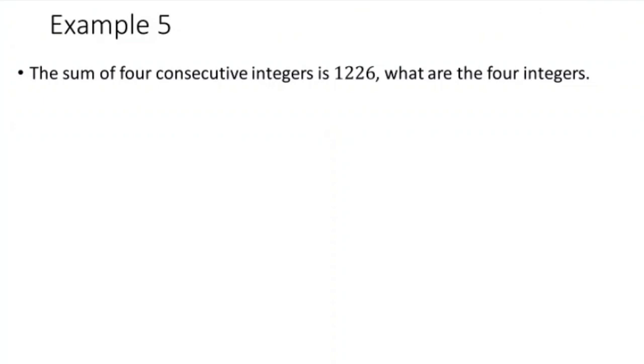For this example, we're going to take a look at consecutive integers. Consecutive integers are integers that come one after the other. So for example, 1 and 2 are consecutive integers. 2 comes after 1, 1 comes before 2. 10 and 11 are consecutive integers. Negative 53 and negative 54 are consecutive integers, and so on and so forth.